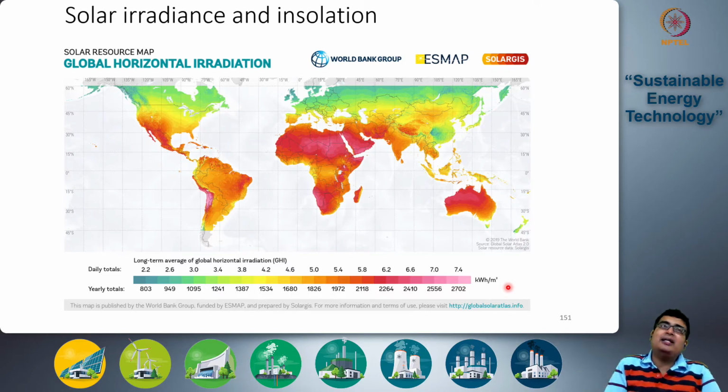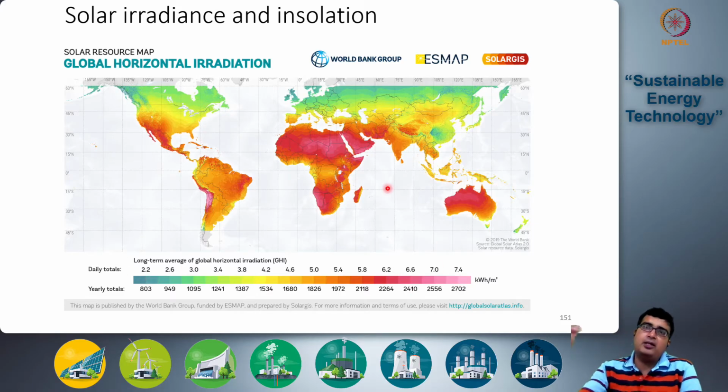Okay. So this gives you the total energy that is available on a daily basis or on a yearly basis on average at different parts of the world from the sun. And what you can see is the values are changing from around 7 to around 2. So a large difference depending on which part of the world you are in. For the daily totals and the yearly totals, it is 2700 kilowatt hour to 800 kilowatt hour.